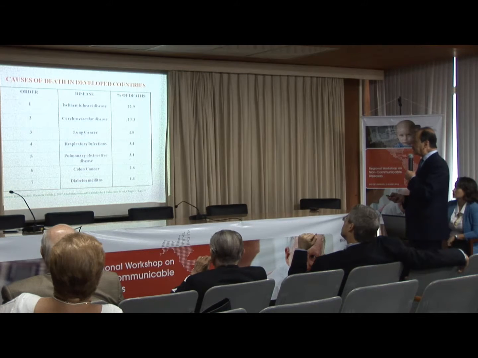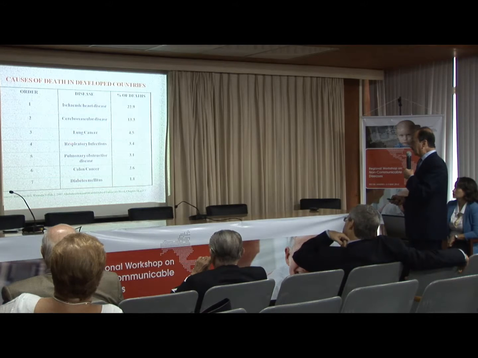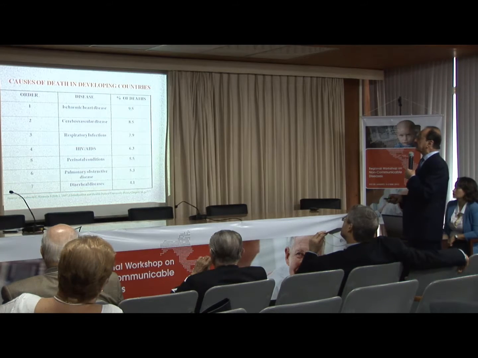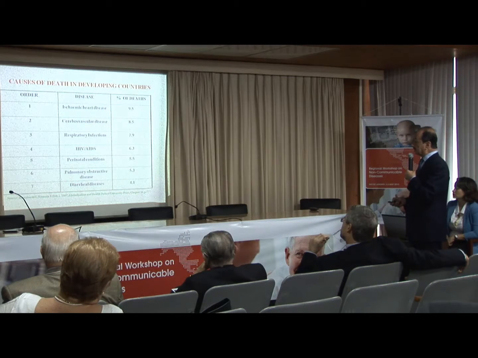The proportion of deaths, the first 7 causes in developing countries, goes like that: ischemic heart diseases, cerebrovascular diseases, lung cancer, some respiratory infections, colon cancer, and diabetes. Whereas in the developed countries, this is practically the same, except for the diarrheal diseases, which are not present in the developed countries.